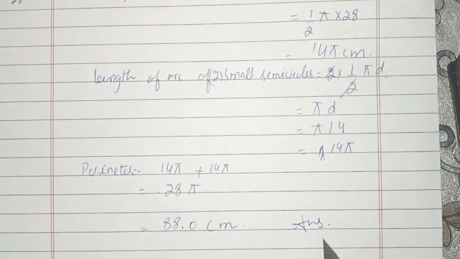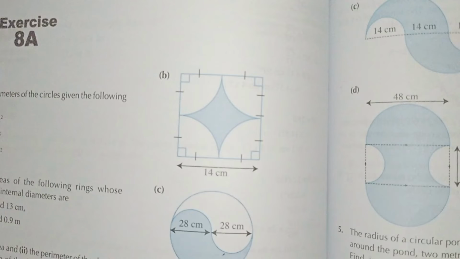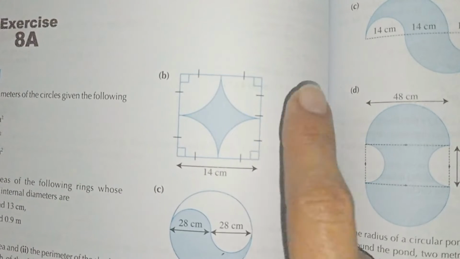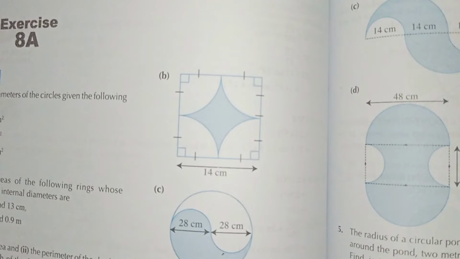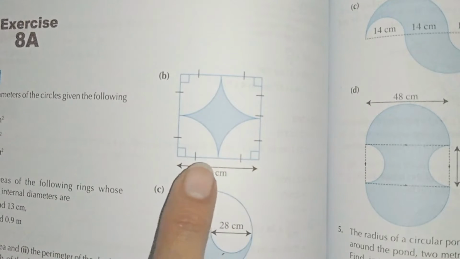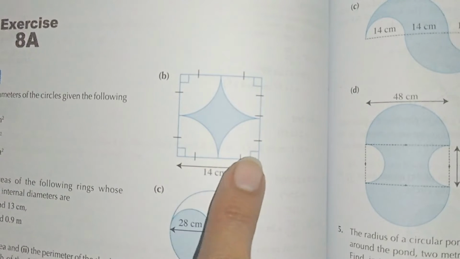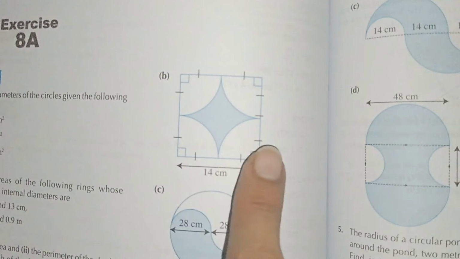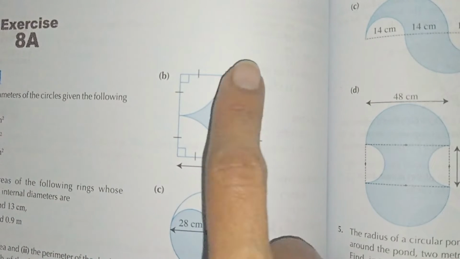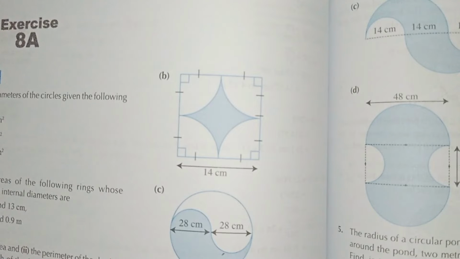Now students, part number 1 is solved. Students, in part number 2 we observe that it is a square whose length is given to us, 14 centimeters. It means this is 14 centimeter, this is also 14 centimeter, both are equal. If we take the half, that is 7 centimeter and 7 centimeter. All these lengths are equal to 7 centimeter. And we have to find the area of the shaded region.